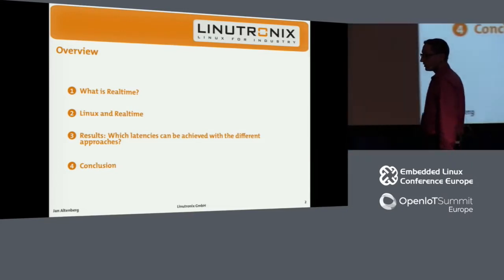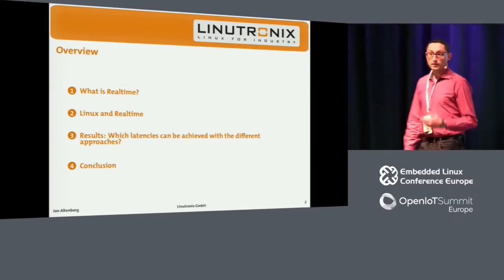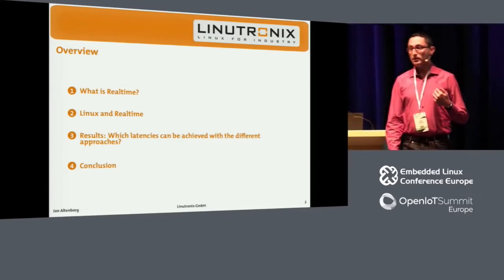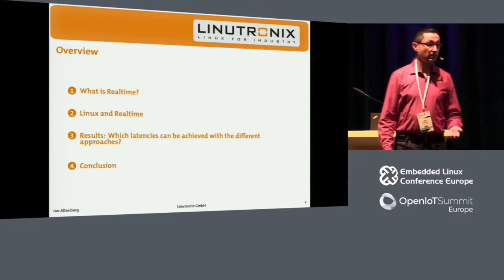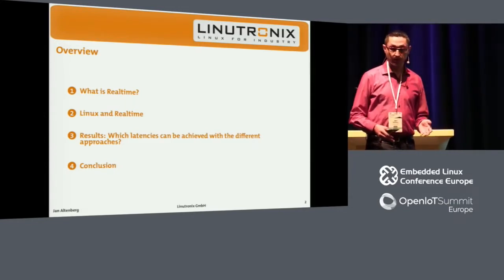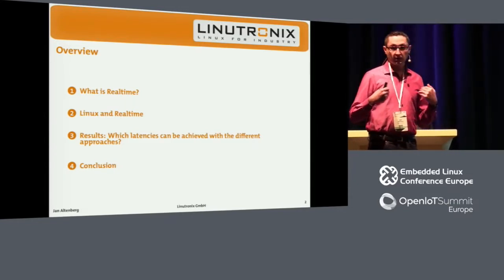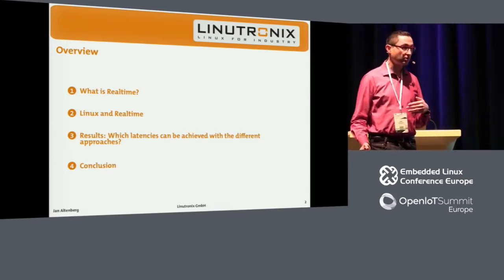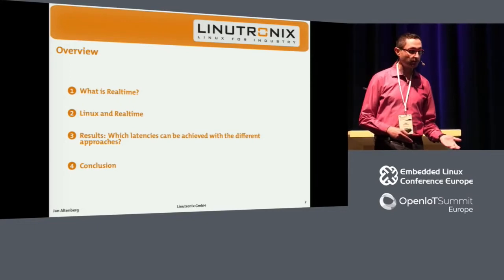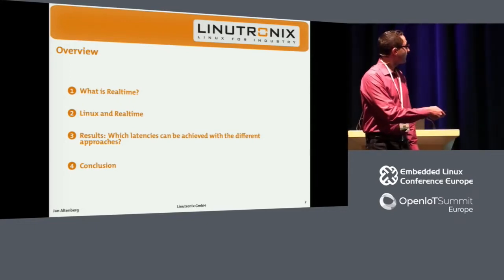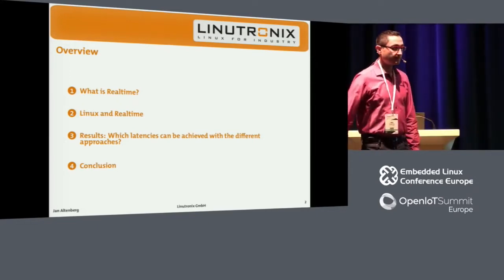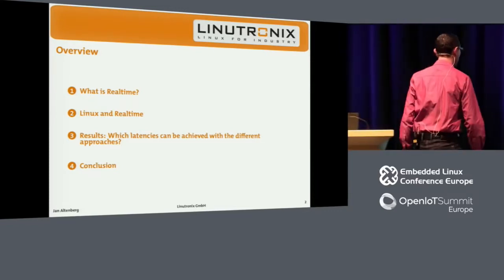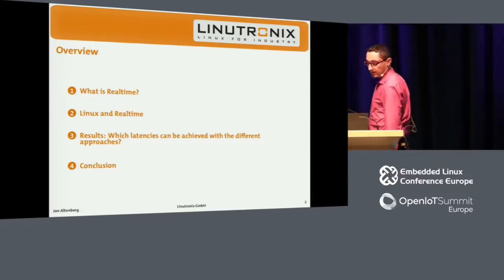We will also look into the results and the latencies you could basically achieve with a real-time Linux on a specific platform. We will look into a Cortex A9 dual-core system and see which latencies could be achieved with different real-time Linux approaches. So this is basically what I'm going to talk about today. So now, let's get started.